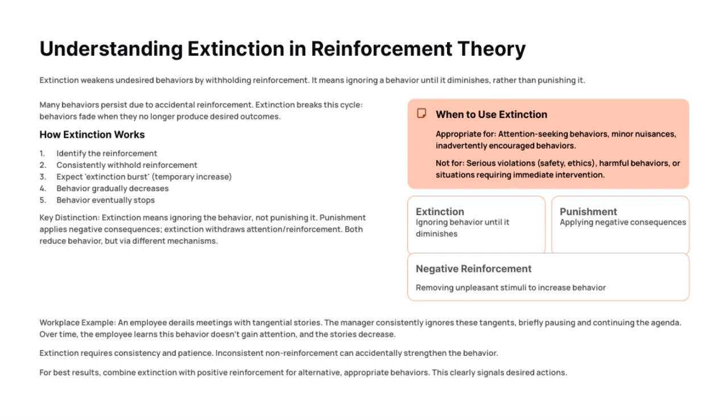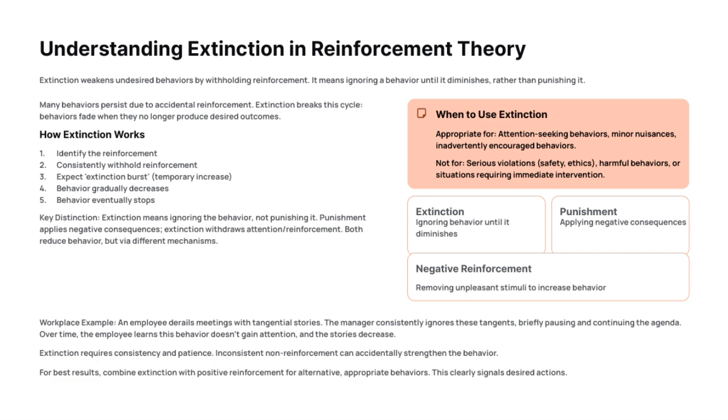Extinction involves removing unpleasant stimuli to increase desirable behavior. It's important to distinguish it from other strategies like negative reinforcement, applying negative consequences, or punishment. Extinction is simply ignoring the behavior until it diminishes. It's not suitable for serious violations such as safety or ethics breaches, harmful behaviors, or situations needing immediate intervention. However, it works well for attention-seeking behaviors, minor nuisances, or behaviors that have been unintentionally encouraged.